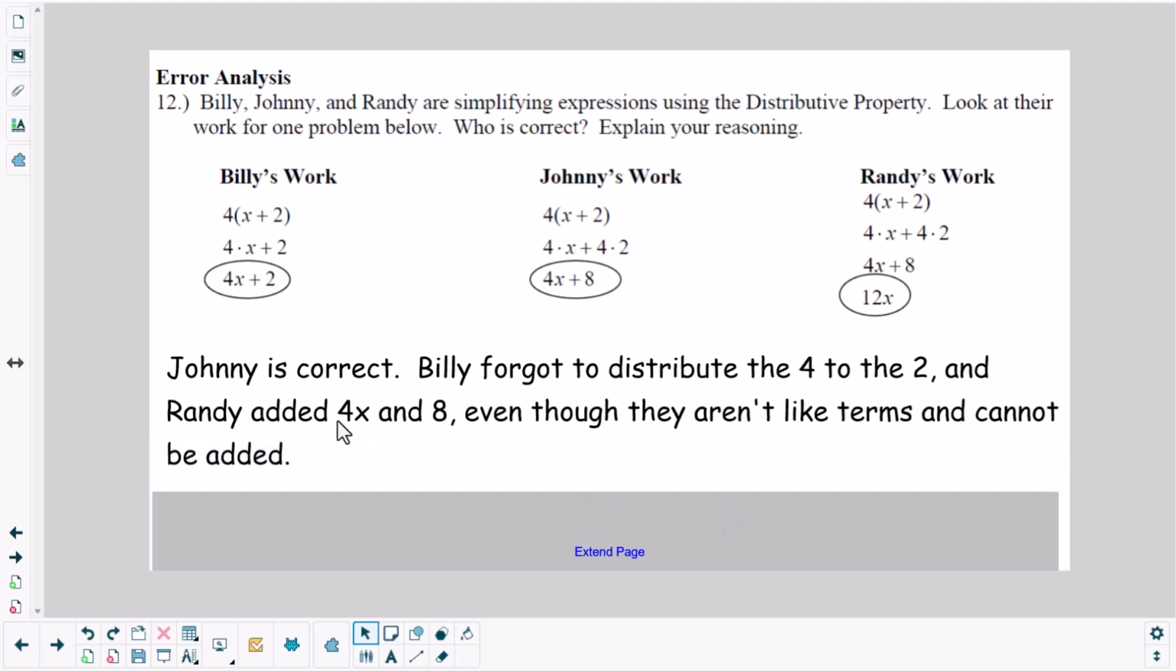So what I would say for this problem is Johnny is correct. We can see that he distributed correctly, taking 4 times x and 4 times 2 to get 4x plus 8. Billy forgot to distribute the 4 to the 2, and Randy added 4x and 8, even though they aren't like terms and cannot be added. There's no time where we'll add things that aren't like terms together to get something like 12x when it's just 4x plus 8.